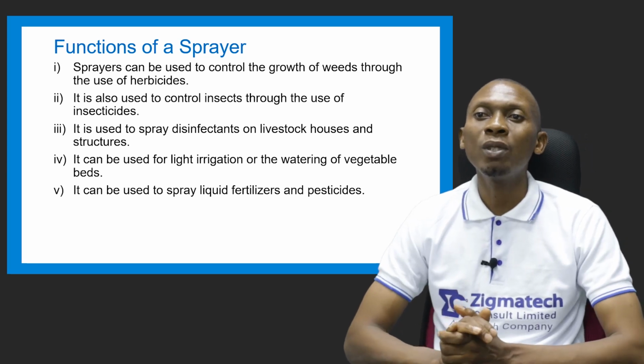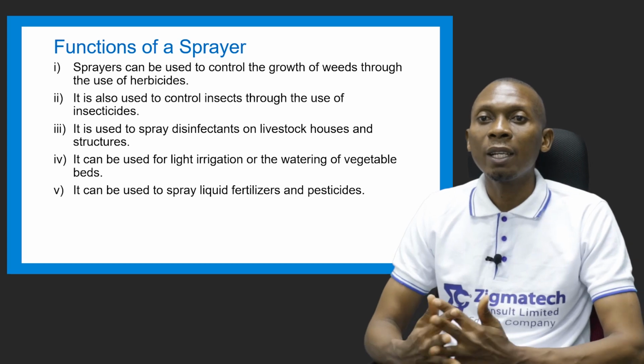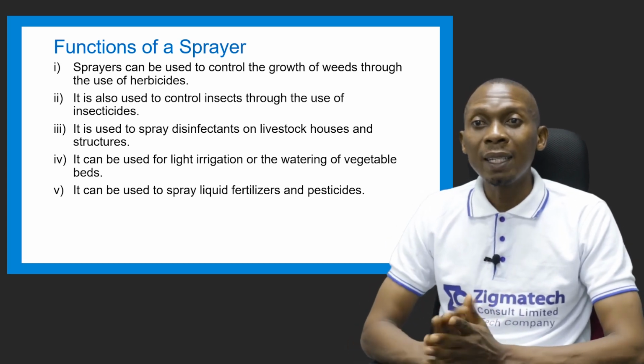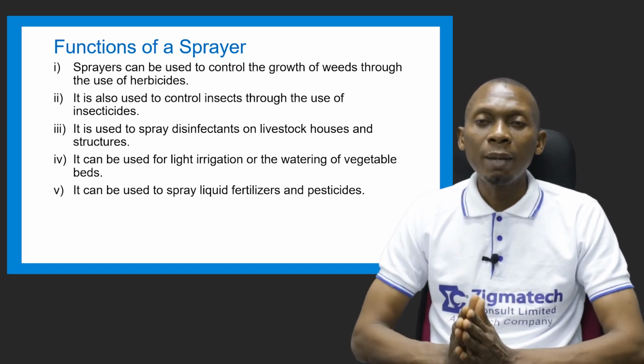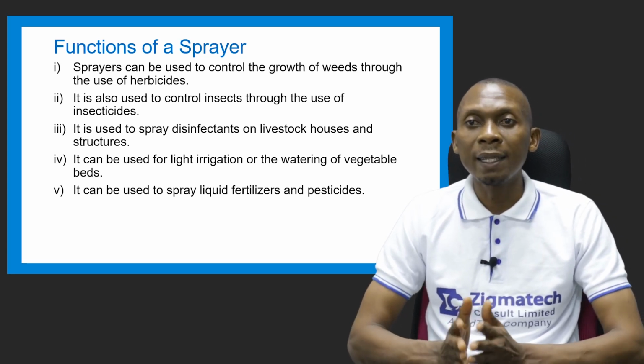It can also be used to control insects through the use of insecticides, which are chemicals that can be used to control or to kill insects. These chemicals can be put into the sprayer and applied to our farms to control pests, insect pests.